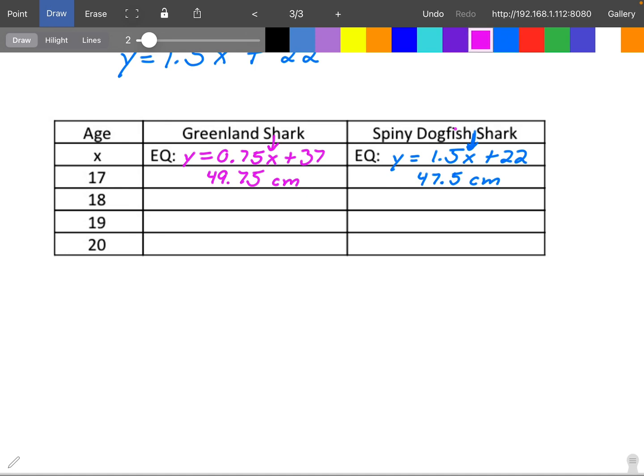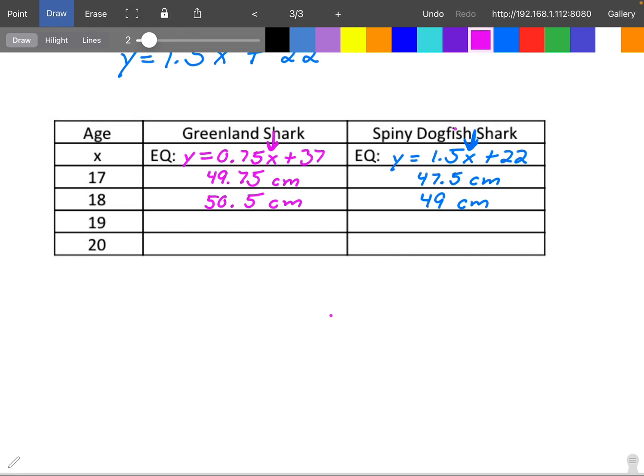Okay, well, they're not the same length at 17 years, so let's try 18. So if I plug 18 into the first equation for x, then that's 0.75 times 18, then plus 37. That gives us 50.5 centimeters. All right, let's do our second equation then. If I plug 18 into the second equation, 1.5 times 18, then plus 22 is going to give us 49 centimeters. Nope, not the same yet either. So let's go on to our next one.